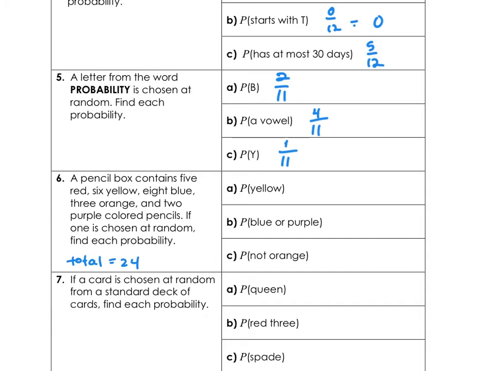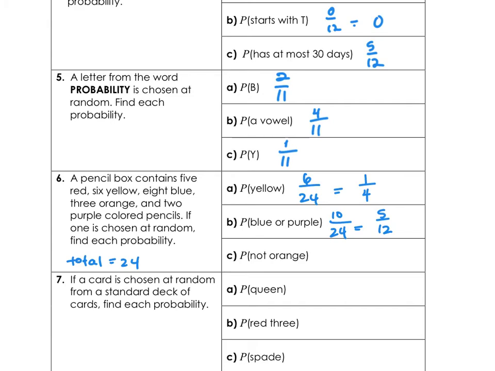All right, so what's the probability of pulling a yellow colored pencil? Well, there are 6 yellow out of 24 total, so then we would simplify that to 1/4. How about blue or purple? So I have 8 blue and 2 purple, so that's going to be 10 out of 24, which is going to simplify to 5/12.